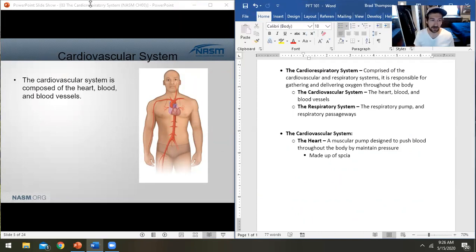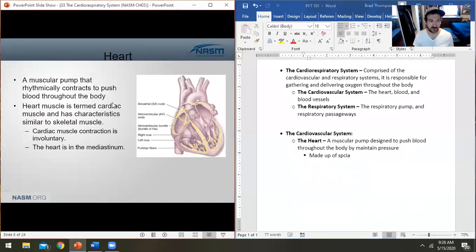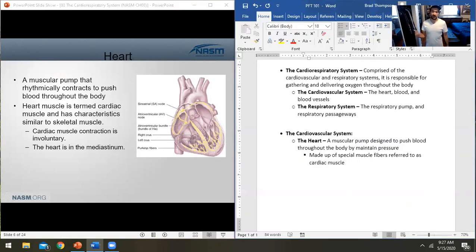So when we look at the pump, right? If we look at the heart first here, it's a muscular pump that must rhythmically contract in order to drive blood throughout the body. So when we say that it's a muscular pump, your heart has its very own special type of muscle. It's made up of special muscle fibers that we refer to as cardiac muscle. So cardiac muscle and skeletal muscle are pretty similar, but there are a few key differences, right?